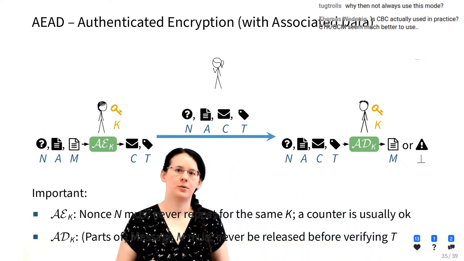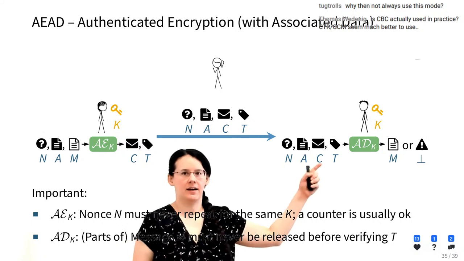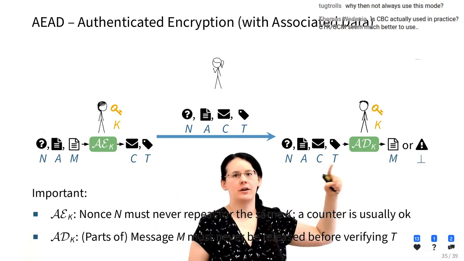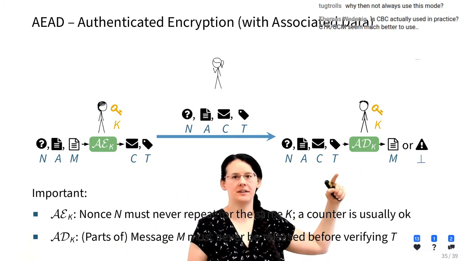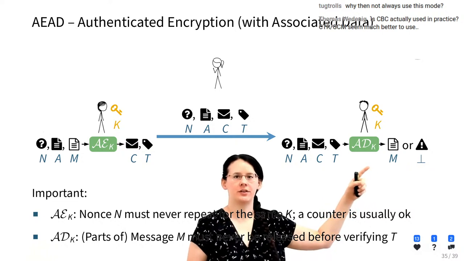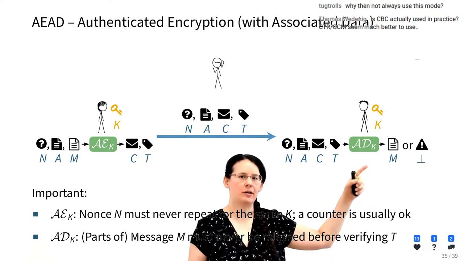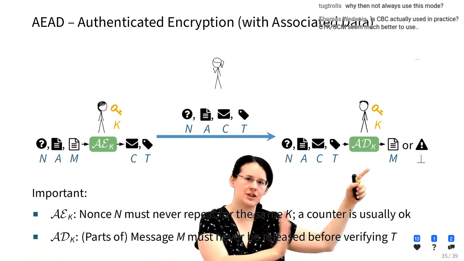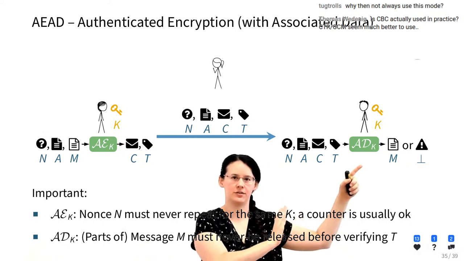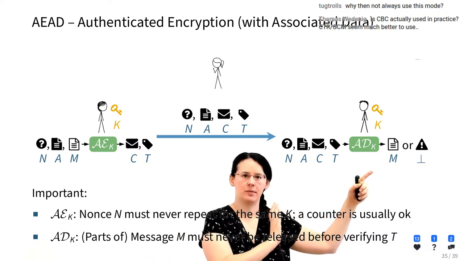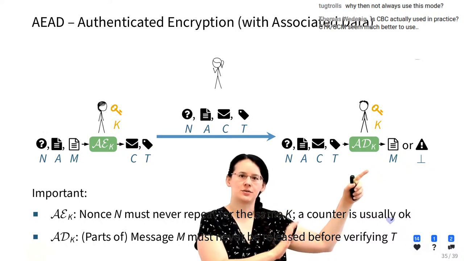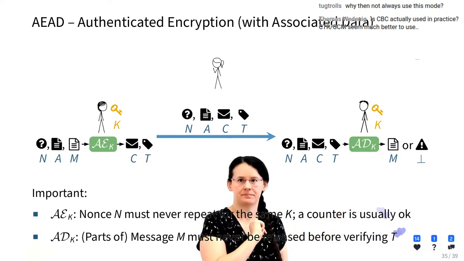What's also important if you're implementing this is that you should wait until you have completely verified everything before you start returning your message. So you need to buffer it for a long time until you've checked it entirely, and only then you start releasing it. This can be a bit problematic in implementations, but it's crucial for security.